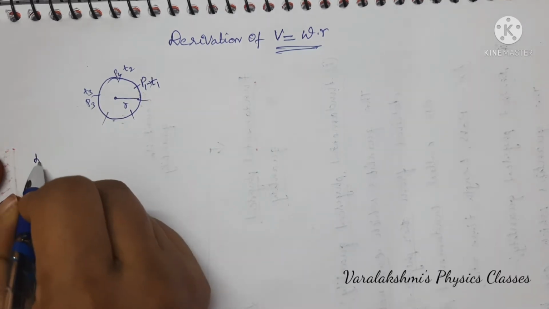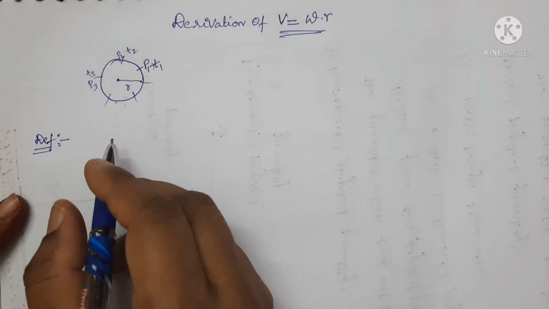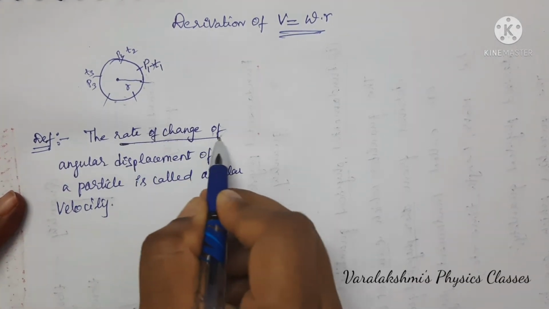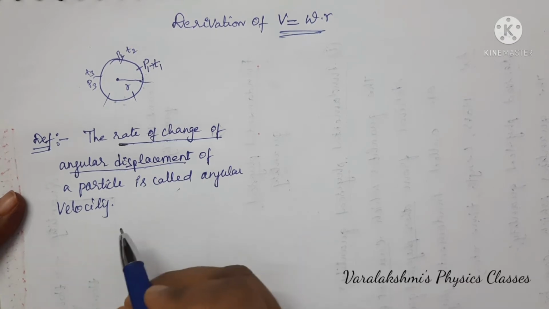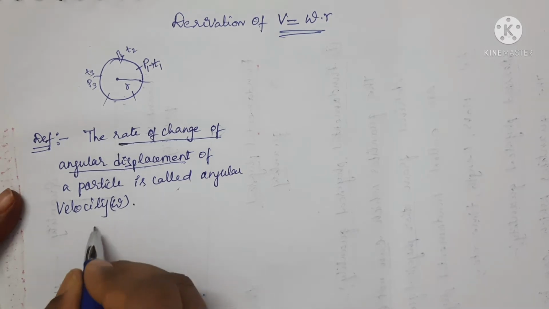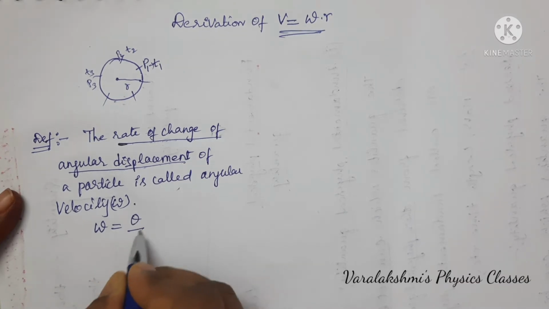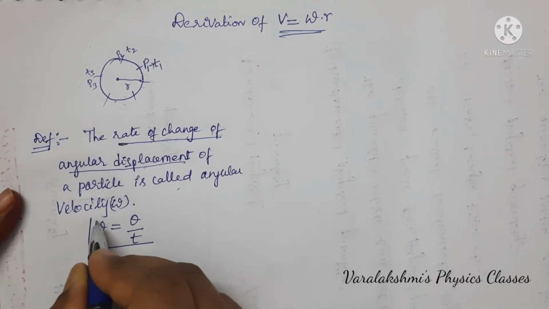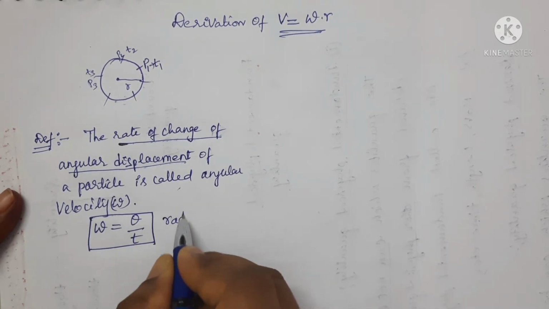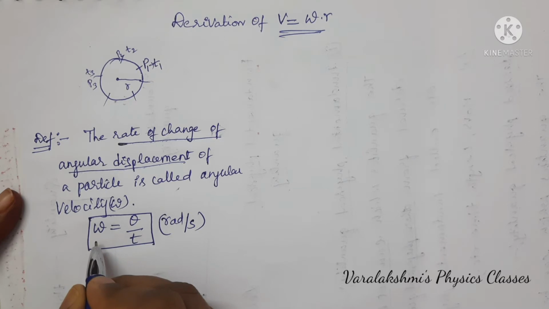Let us see the definition of angular velocity. The definition for angular velocity is the rate of change of angular displacement of a particle. The rate of change of angular displacement of a particle is called angular velocity, and it is denoted with the symbol omega. Now omega is equal to theta upon t, where angular displacement is denoted with the symbol theta. This is the formula for angular velocity. The SI unit of angular displacement is radian and for time is second. This is the SI unit for angular velocity.